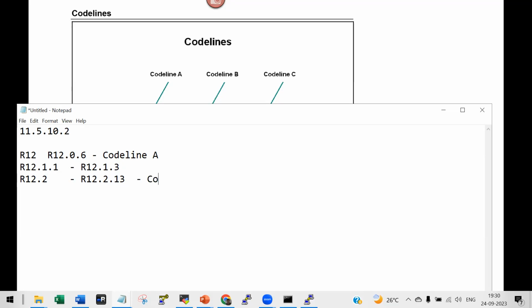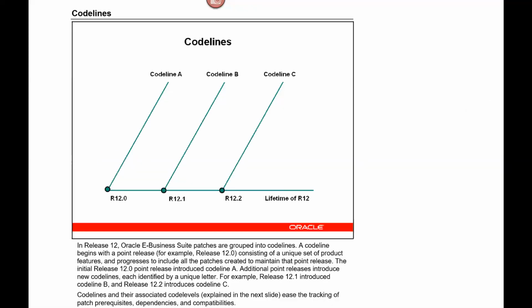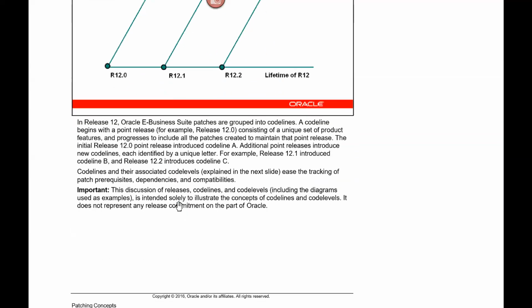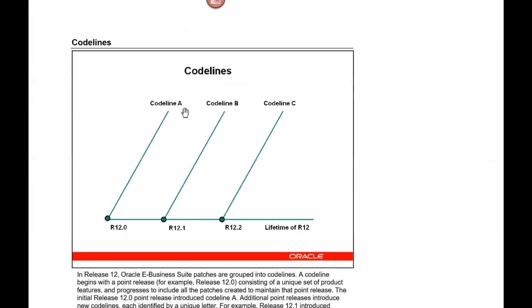So you need to understand that any patches you download will have a C patch, and if it is a C patch, you know that it is 12.2. If it is a B patch, you know it is 12.1. Once you download a patch, you can understand. You cannot apply a C patch on 12.1. If you try to apply it, it will shout an error. So that is the significance of code line A, code line B, code line C.